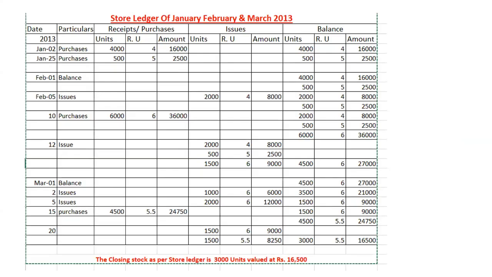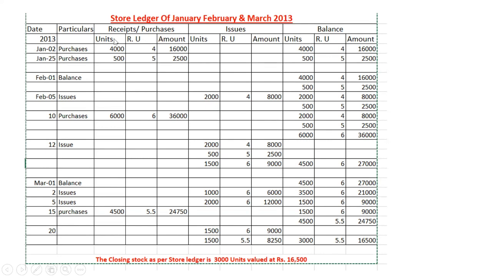I'll show you first. See, the store ledger format should be like this. Any company's name you have to mention on the top. Store ledger for the month or year, whatever they mention in the question, you have to mention that. The format is, first a date column, then a particular column. In receipts, 3 different columns: units, rate per unit, amount. Similarly, in issue also, units, rate per unit, amount. In balance, units, rate per unit, and amount. The same thing will be maintained. That is the format of your store ledger.